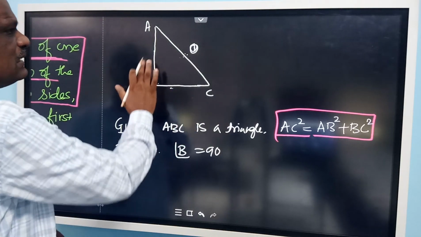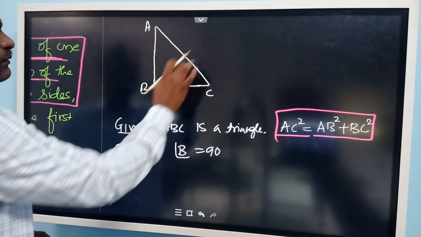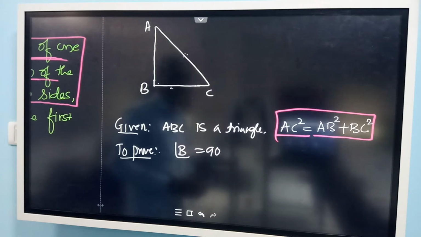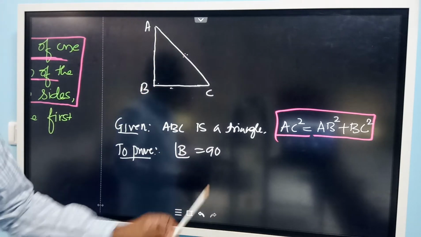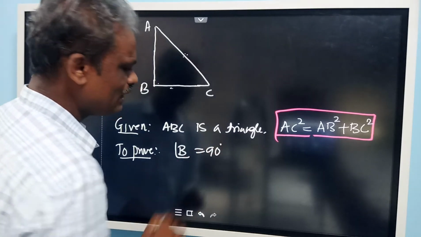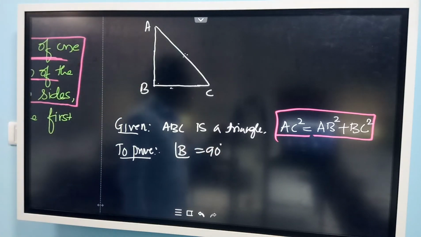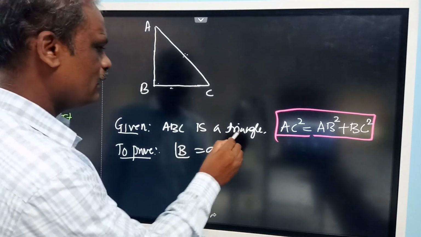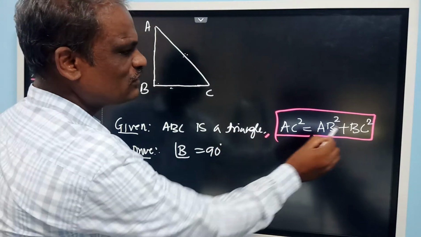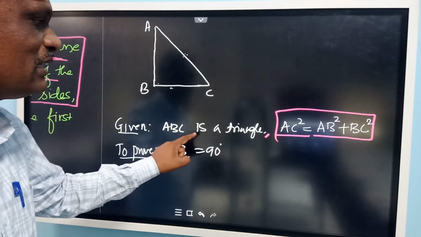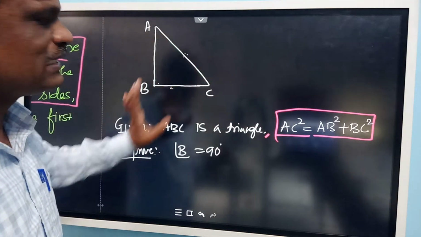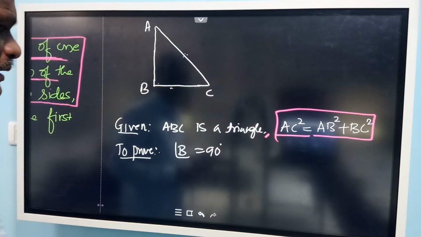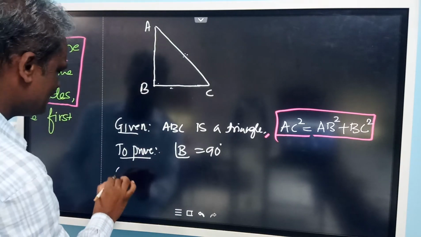Since I have taken AC as the first side here, this is the angle opposite to the first side, therefore B should be 90 degree. I have to show that angle B is equal to 90 degree. Carefully observe that it is given AC square is equal to AB square plus BC square, but not mentioned as a right angle triangle. This is the relation between the three sides of the given triangle. To prove this, I need construction here.